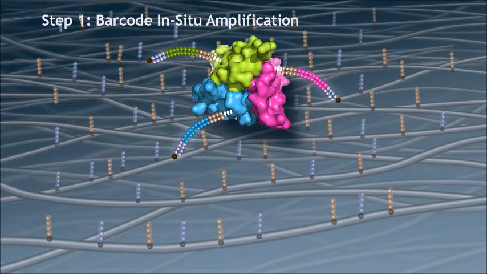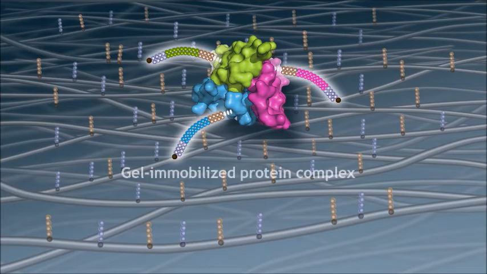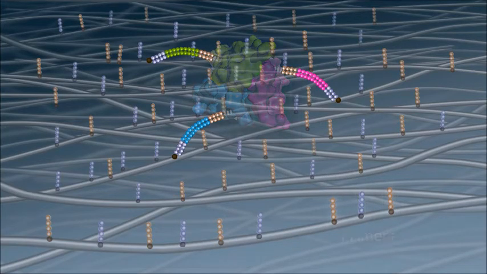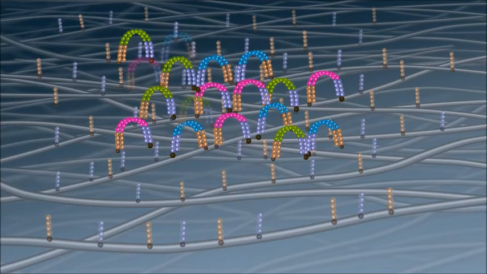The first step is barcode in situ amplification. Recall that each subunit of the protein complex bears its own unique DNA barcode, which are all anchored to the gel. The gel also contains immobilized forward and reverse primers for amplification of the barcoding DNAs. In a process known as bridge amplification, the barcode DNA is first denatured to a single strand. Then the free end of the DNA anneals to one of the primers. An extension step then makes it a double-stranded DNA. The same process repeats itself with other primers present in the gel until a very high copy number is achieved.